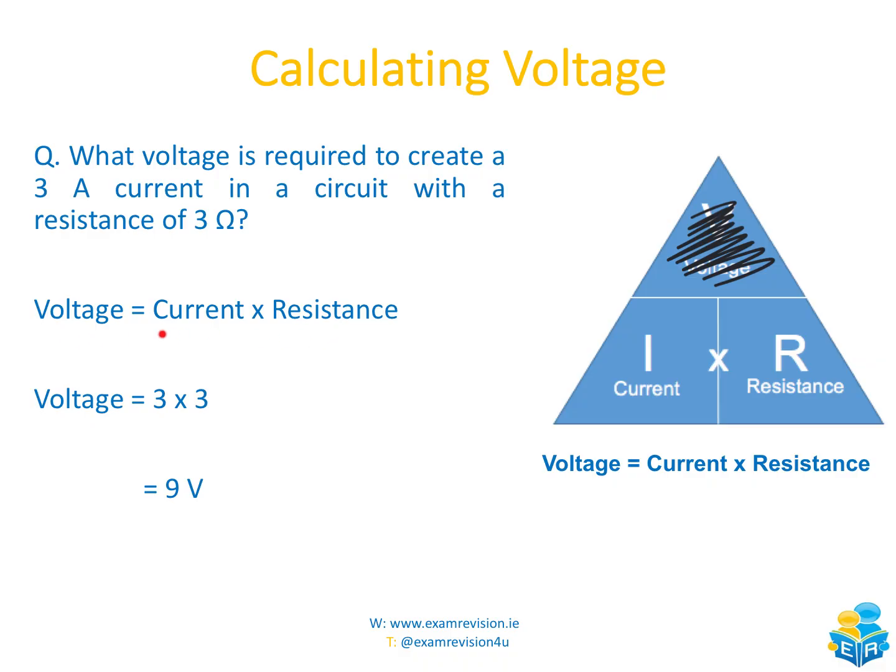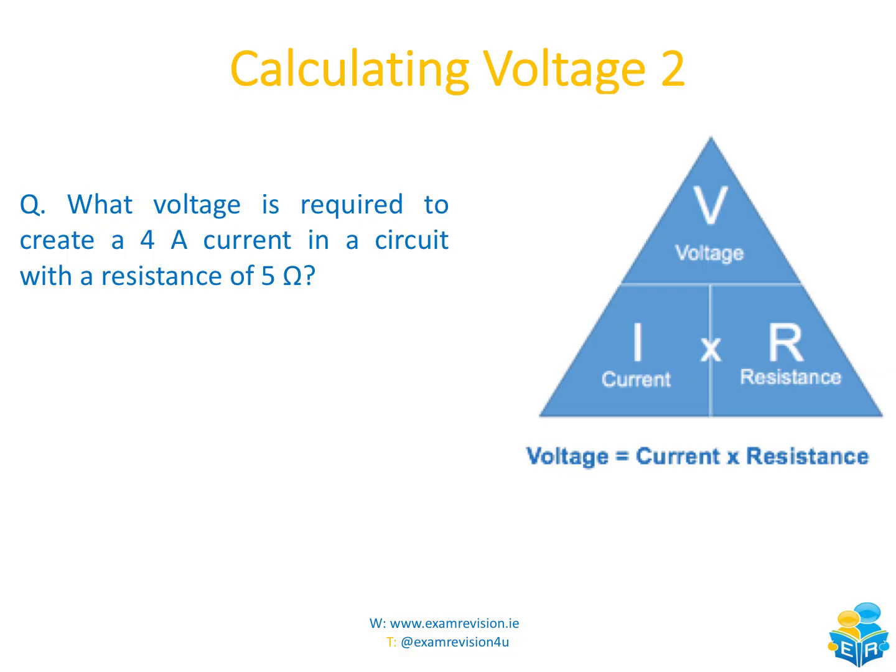So we'll write down our formula. We know that the voltage is equal to the current times the resistance. So the voltage is equal to 3, because the current was 3 up here. The resistance was also 3. So 3 by 3 is 9. And don't forget the unit for voltage is the volts. So 9 volts.